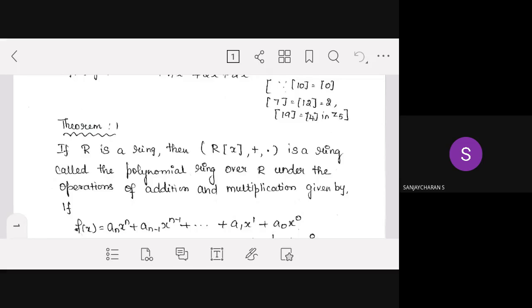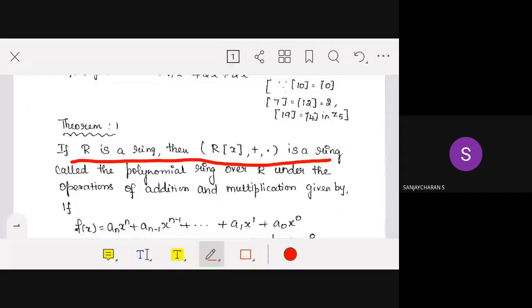The next one is one important theorem. The statement of the theorem is: if R is a ring, then R of x, that is the polynomial ring, under addition and multiplication is also a ring, called a polynomial ring over R under the operation of addition and multiplication. Don't forget this notation. We are going to prove that. We know that R is a ring, but in this theorem we are going to prove R of x is also a ring under addition and multiplication. That is the statement of the theorem.